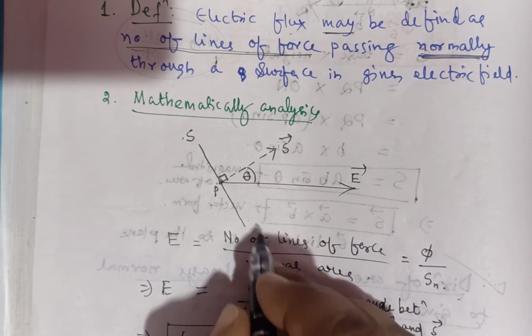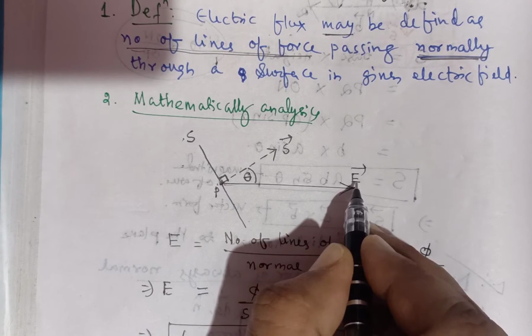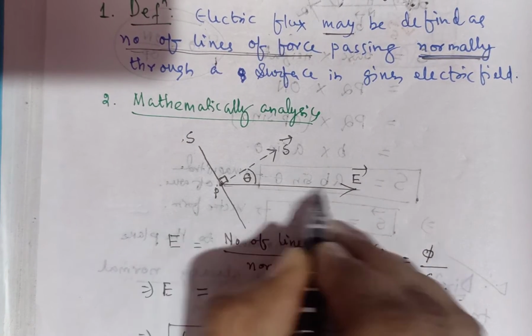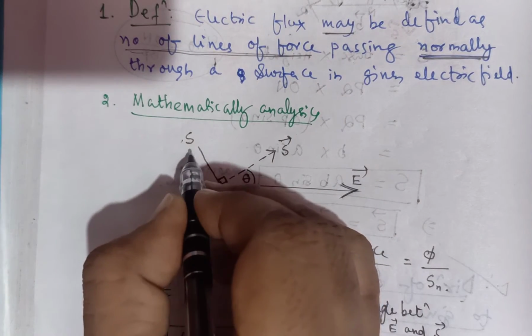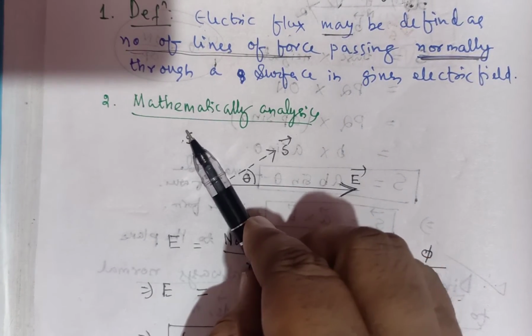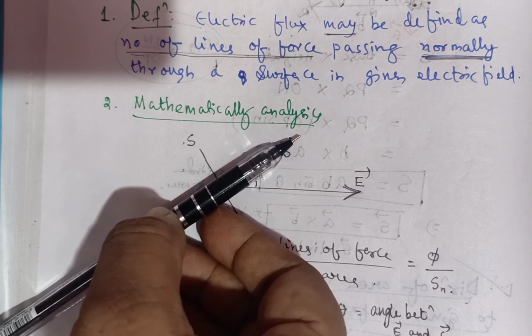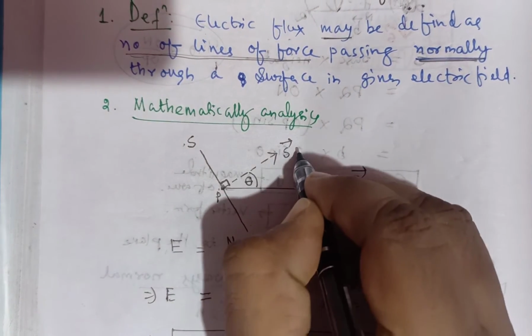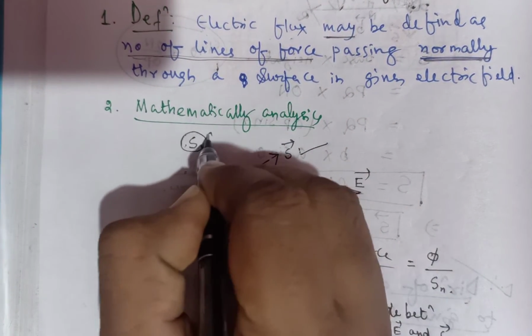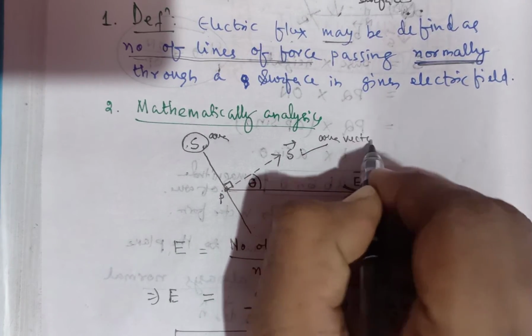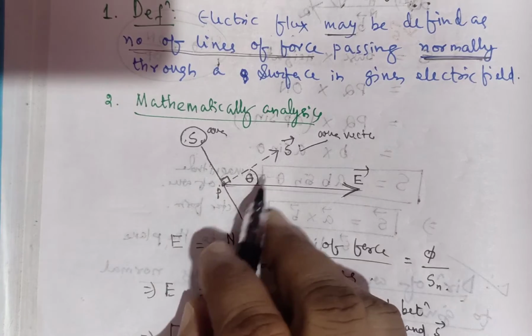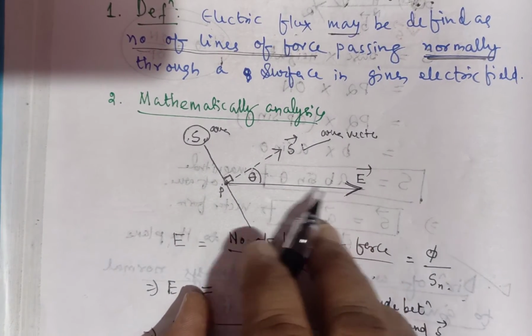First, see what is the direction of electric lines of force here. Now this represents the electric lines of force, that means it is the E vector. Now we have just read that if it is a surface, then its area vector will be perpendicular to it. So this represents the area and this represents the area vector, and let the angle between the area vector and the electric field intensity be theta.